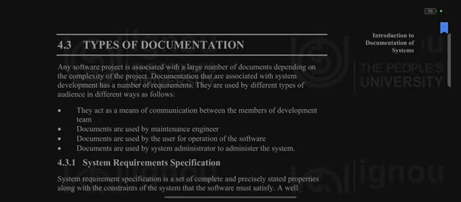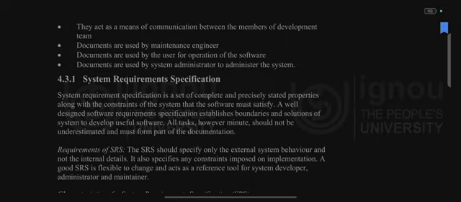Let's see. Any software project is associated with a large number of documents depending on the complexity of the project. Documentation that are associated with system development has a number of requirements. They are used by different types of audience in different ways as follows. They act as a means of communication between the members of development team. Documents are used by maintenance engineer. Documents are used by the user for operation of the software. Documents are used by systems administrator to administer the system.